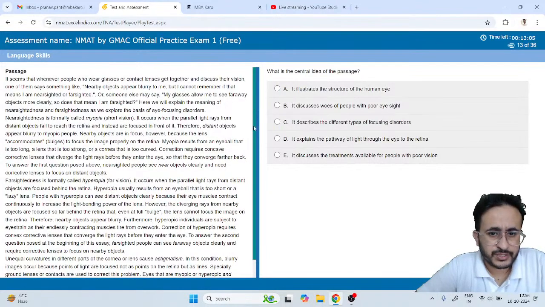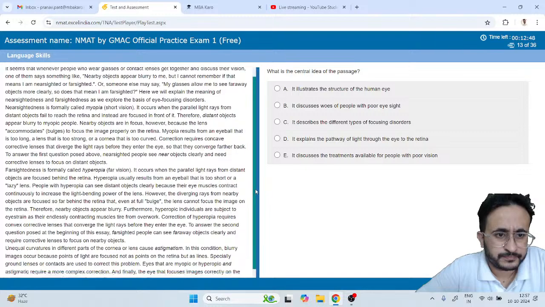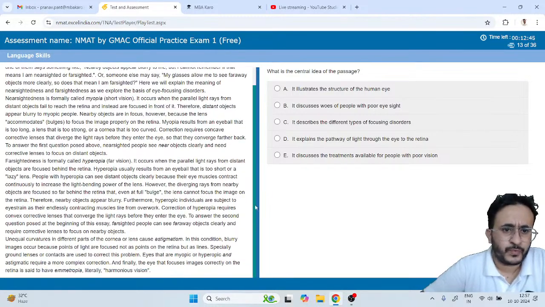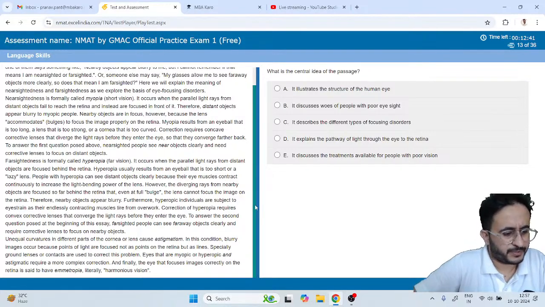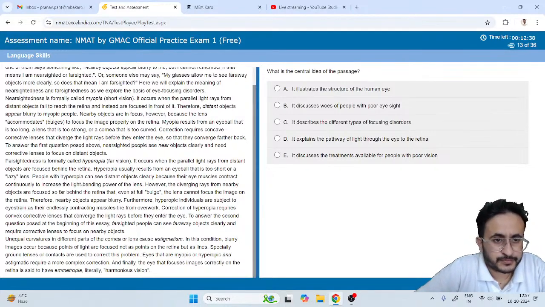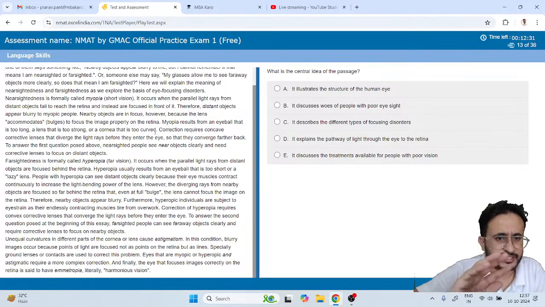Okay, so this is okay. This is a new passage. It says it seems that whenever people who wear glasses or contact lens get together and discuss their vision, one of them says something like nearby objects appear blurry, but I cannot remember if that means I'm nearsighted or farsighted. Okay, so in this passage they have described myopia and hypermetropia. Okay, so it says occurs when what happens, right? So they've given what happens in this, so you can just skim through it.